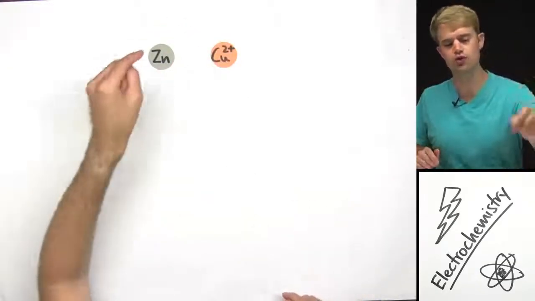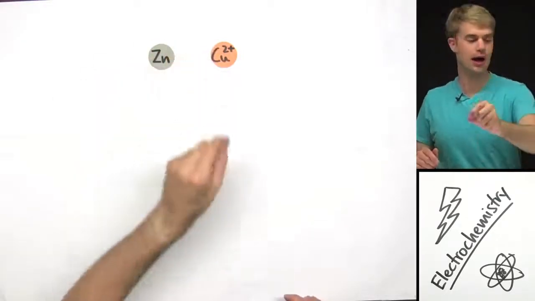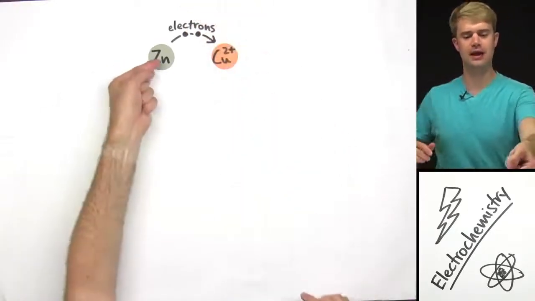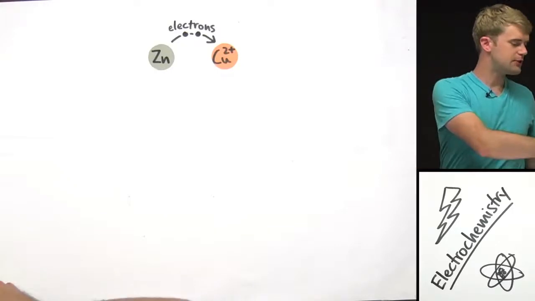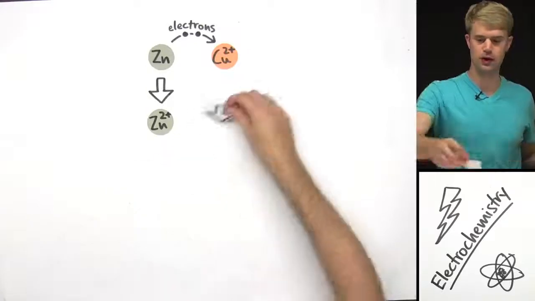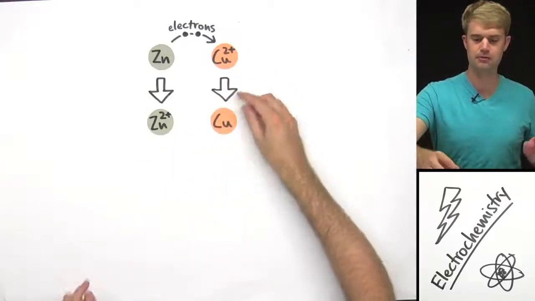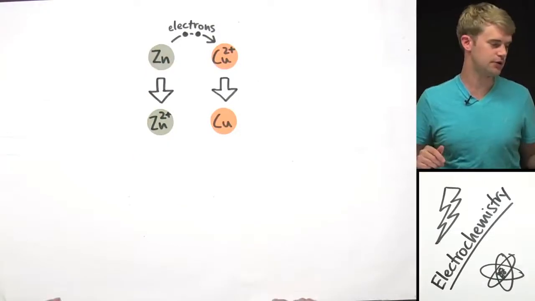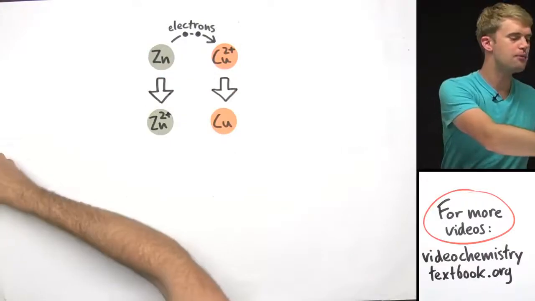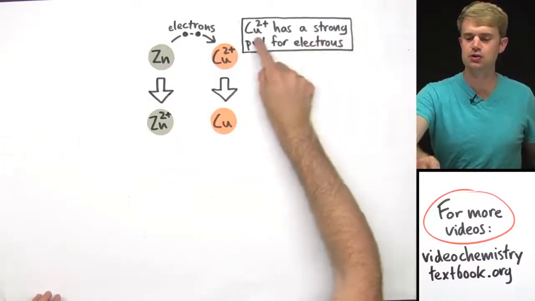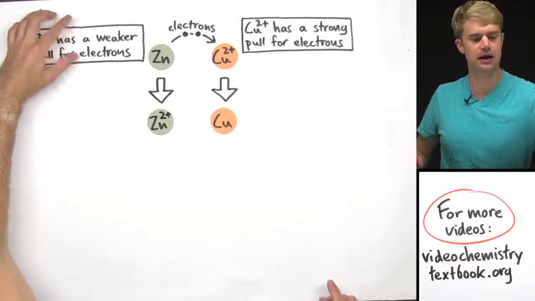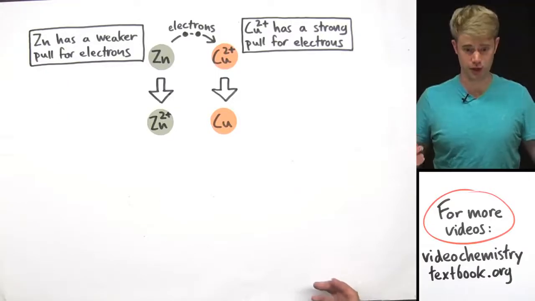If you take a neutral zinc atom and put it near a copper 2+ ion, electrons naturally move from the zinc atom to the copper. And so what happens there is the zinc takes on a 2+ charge because it loses 2 electrons, and the copper becomes neutral because it gained 2 electrons. So why does this happen? Well, it happens because there's kind of a tug of war between these atoms. Cu2+ has a strong pull for electrons, and zinc, Zn, has a weaker pull for electrons, and that's why the electrons move.